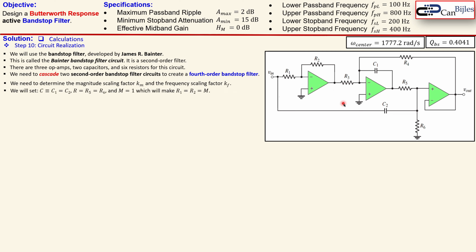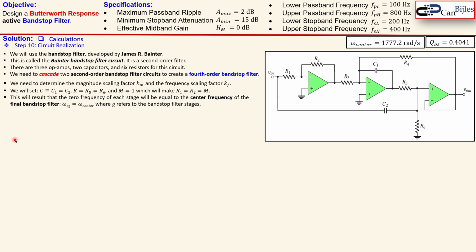Now, as said, we set C1 equal to C2, which is defined as C. What we also do is we make R5 and R6 equal to each other just for making the calculation a little bit easy. That's also defined as R. And we also define M1, that will then equal R1 equal to R2, which is just a normalization. So this is 1, this is also 1, but they are equal to each other. Okay, the only thing left is actually the other parameters we also need to calculate.